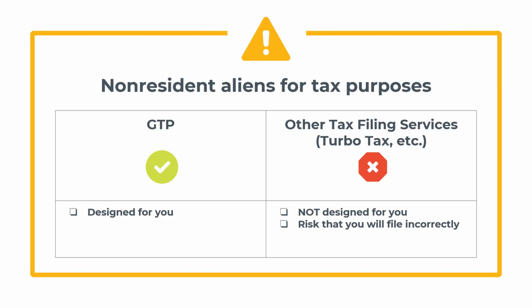If you are a non-resident alien for tax purposes and you made income from a U.S. source, we strongly recommend that you use GTP to prepare your tax return. GTP is specially designed for non-residents for tax purposes. The vast majority of tax filing services, such as TurboTax, are not designed for non-resident aliens for tax purposes, and if you use these services, you run the risk of filing your tax return improperly by reporting incorrect information or using incorrect forms. This could even lead to penalty fees.